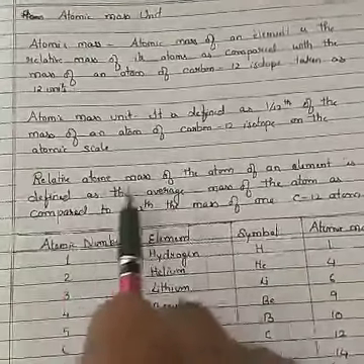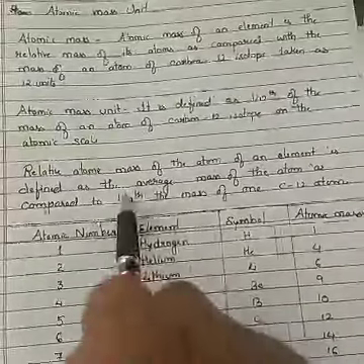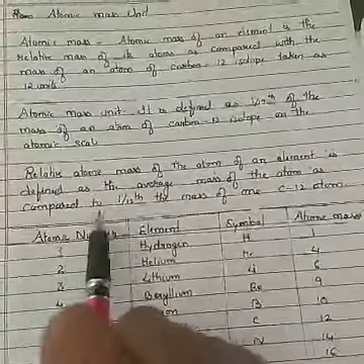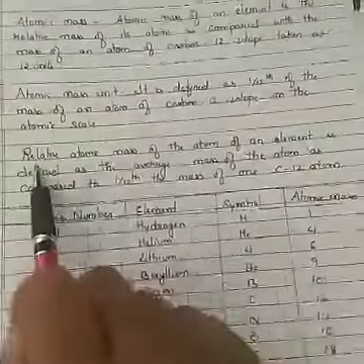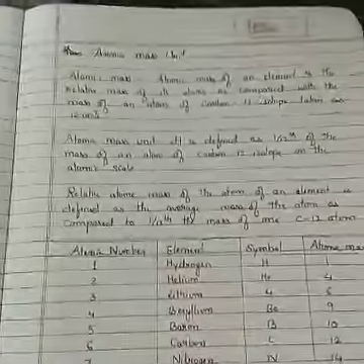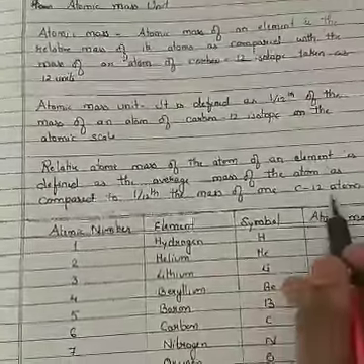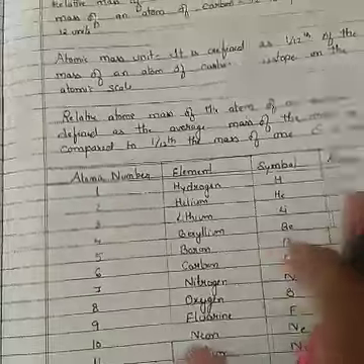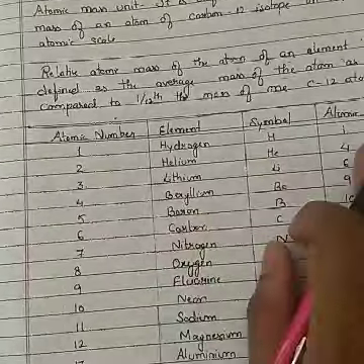Then what is relative atomic mass of that element? It is defined as the average mass of the atom as compared to 1/12 mass of one C12 atom. Relative atomic mass means you have to calculate the average mass of the atom as compared to 1/12 mass of one C12 atom.